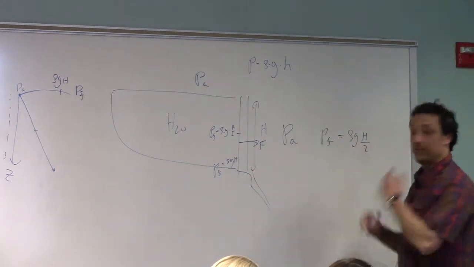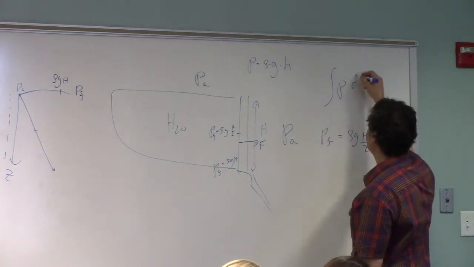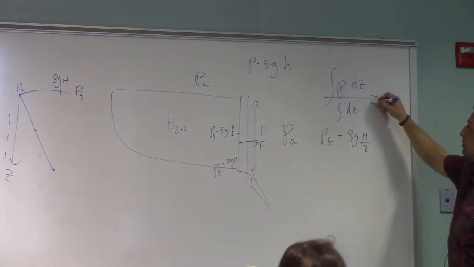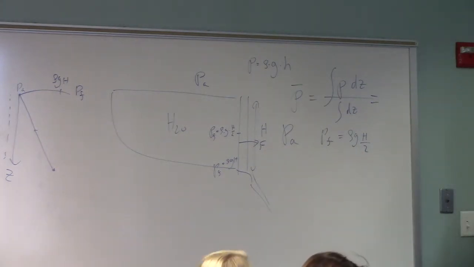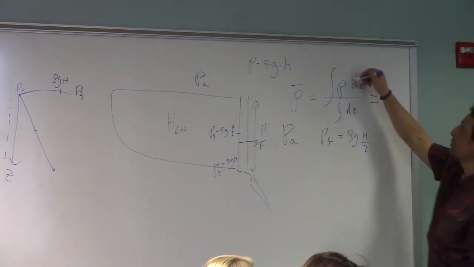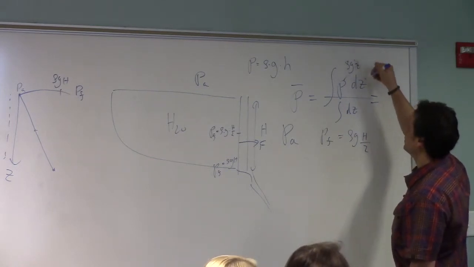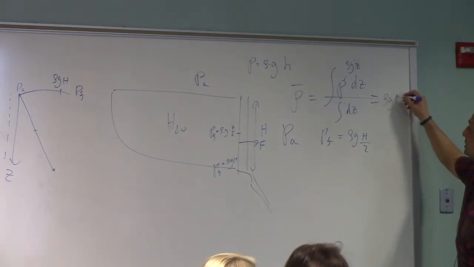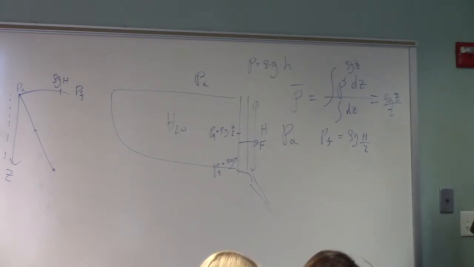If you wanted to know how to calculate it, you simply do the integral of the pressure as a function of depth divided by the integral of depth. This will be the average pressure. This is rho gh, or rho gz. And so you're going to get z squared over 2 divided by z. And so the z is going to cancel, and you're going to end up with rho gz over 2. Okay, so we can do this.